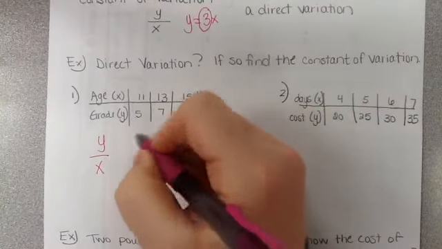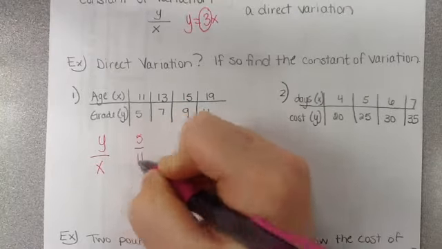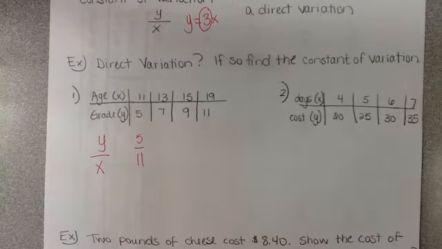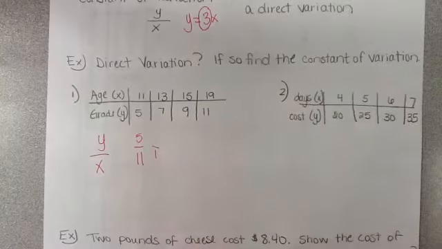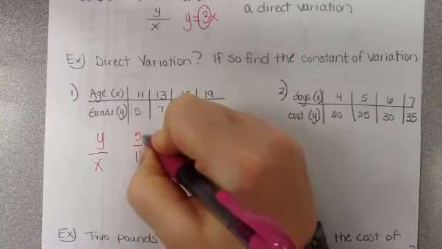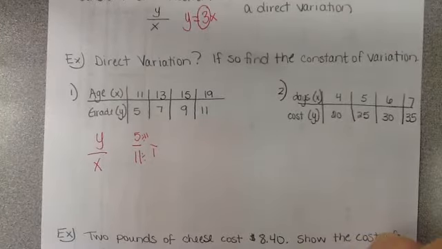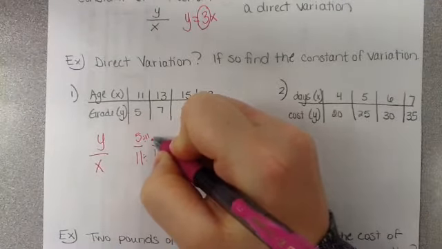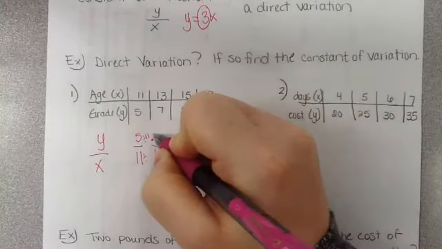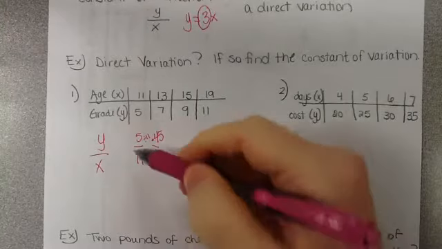So here our y values are the grades, so 5 divided by 11. We want to find the unit rate, so over 1, divide by 11, divide by 11. And we get 0.45 repeating, or 0.46. So that was this point here.